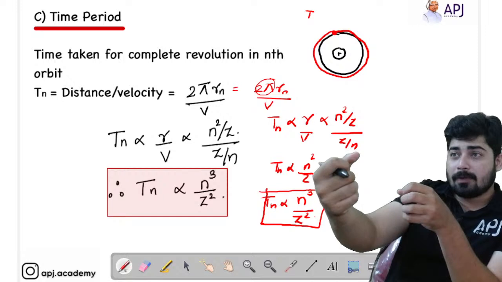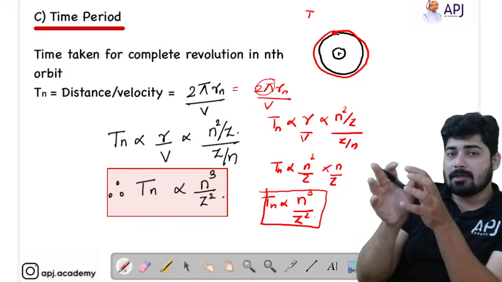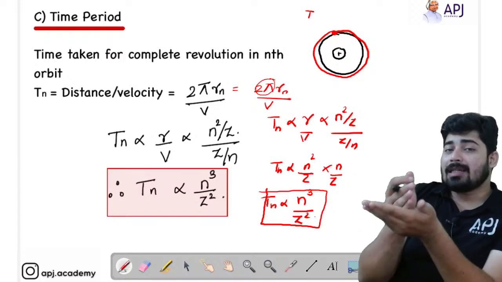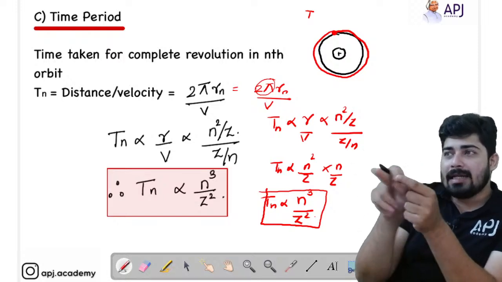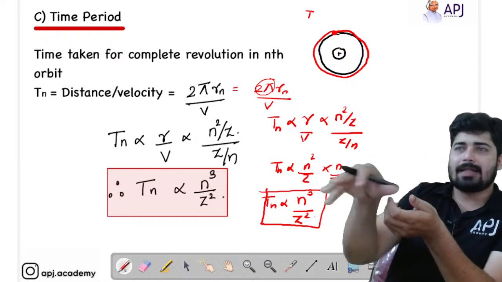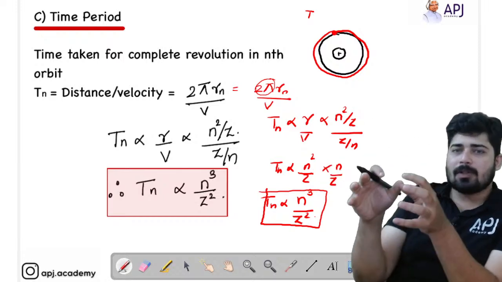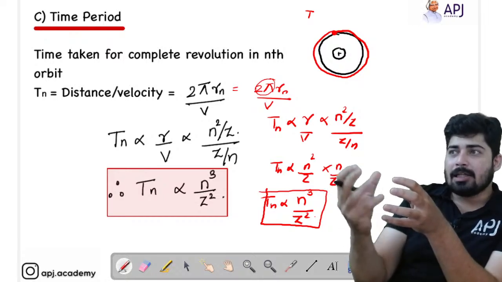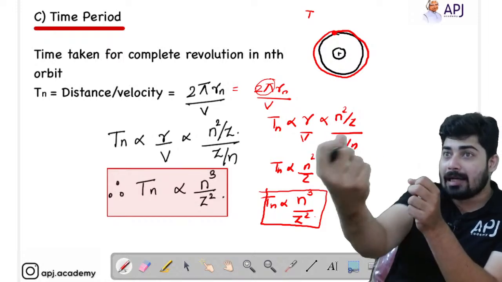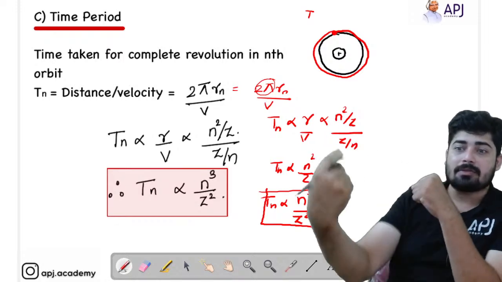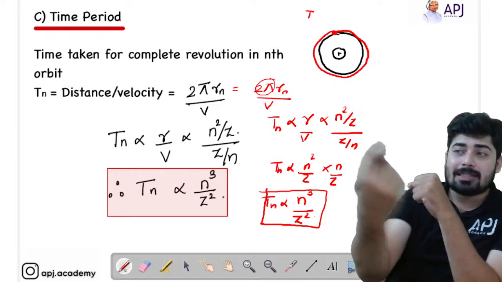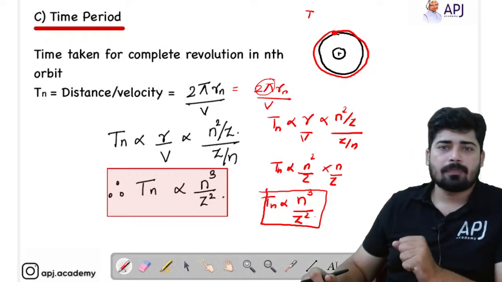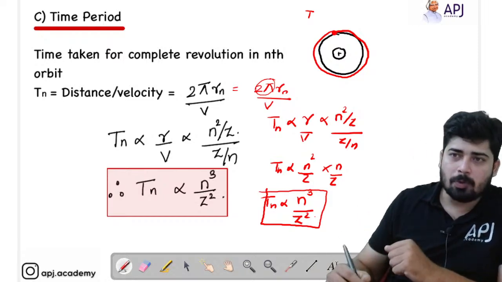Atomic number is related to the attractive force. What do you mean by atomic number? Atomic number indicates the number of protons inside the nucleus. So if the nuclear charge is increasing, what does that mean? The nuclear attraction is increasing. As the attraction increases, the velocity increases. As the attraction increases, time period decreases. If velocity is increasing, time period decreases. So that's the point you have to remember here.